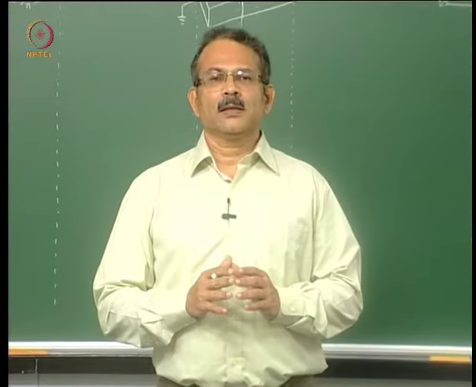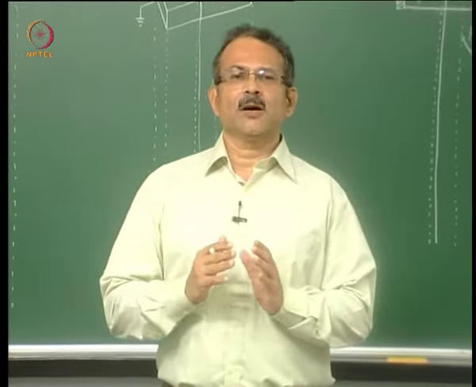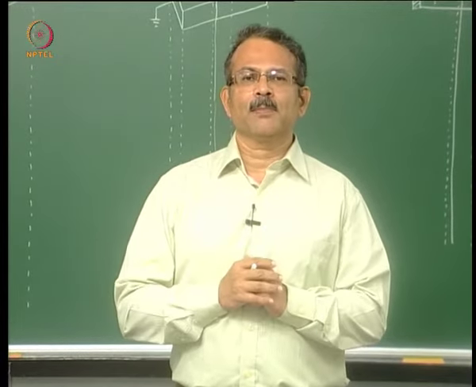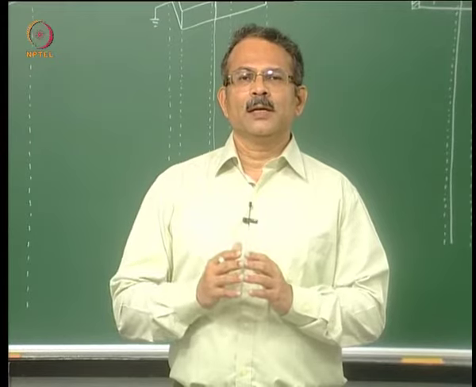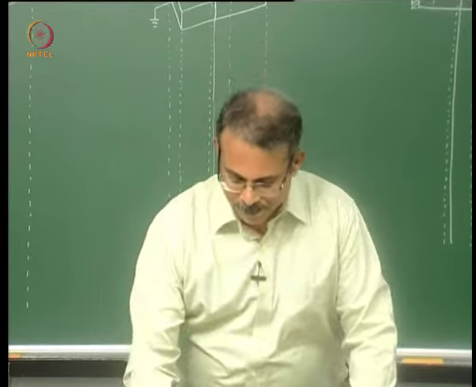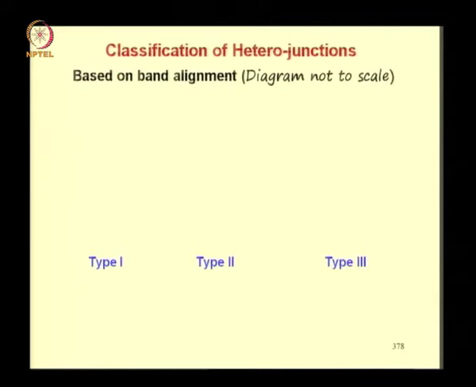The heterojunctions can be classified based on how the bands of the two sides of the junction are aligned to each other, and also based on the polarity of the doping on the two sides of the junction. First, let us look at the classification based on band alignment. The diagrams that we shall draw here will not be to scale. There are three types.